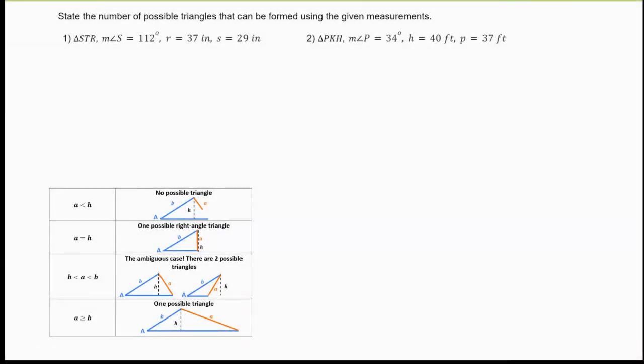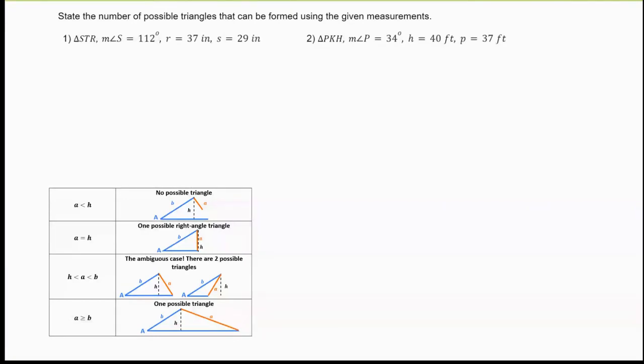So here we're asked to state the number of possible triangles that can be formed given the following measurements. Remember that the number of possible triangles only really matters when we're dealing with side-side-angle. The rest of the different possibilities, when we give you the three pieces of information, only create one triangle. So we really only need to use what we're going to call the height test when we are given two sides and an angle that's not between those two sides.